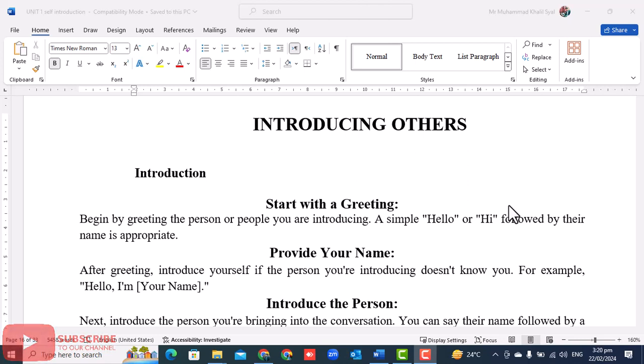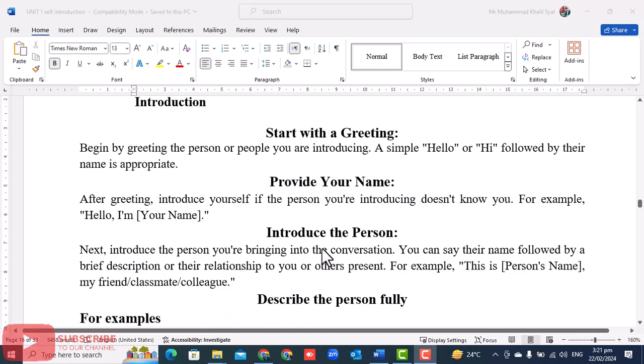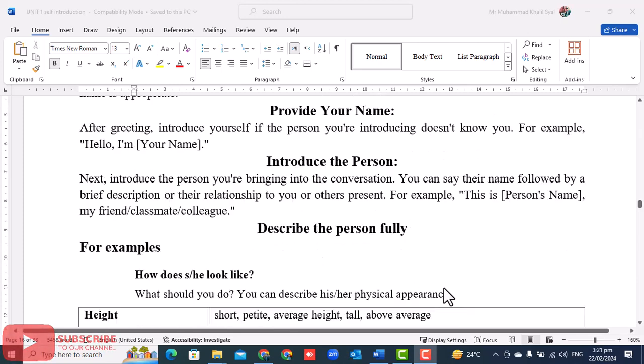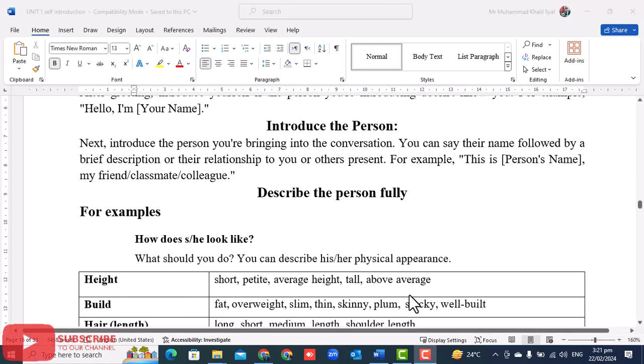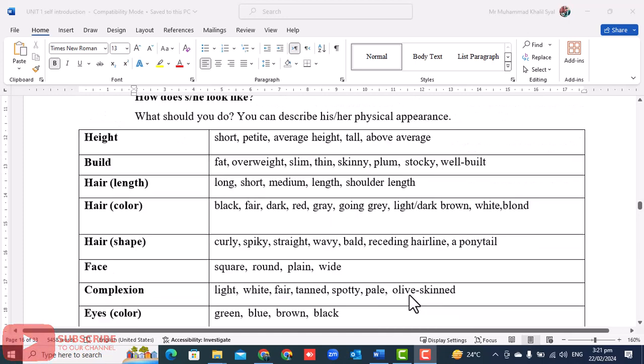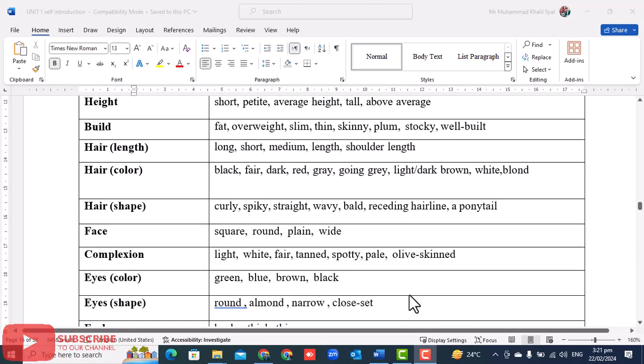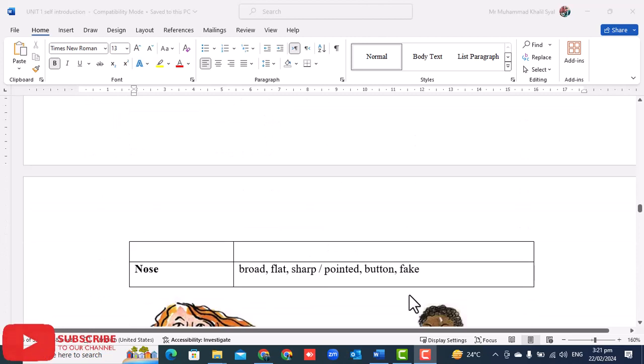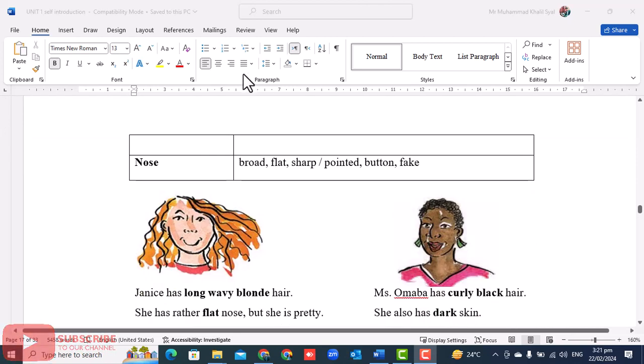Then introduce the person you have with you, and go for the introduction of that person fully, entirely. So describe the person fully. How do we describe this person? First of all, what does she look like: height, hair and face. All these qualities we mention in a descriptive way. We have to describe the person fully in a descriptive way.